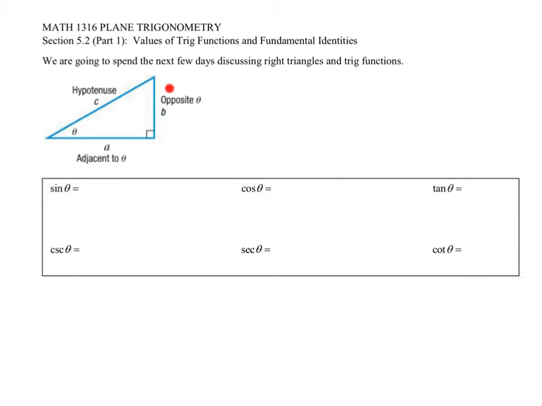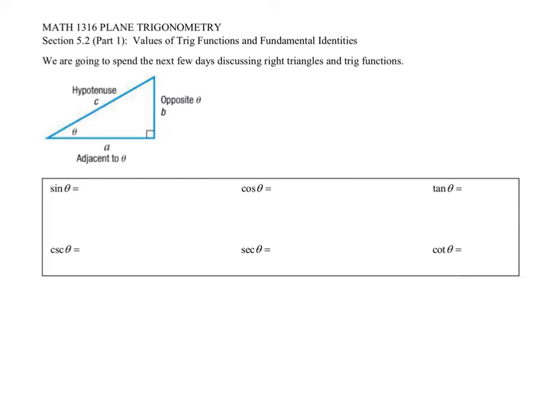And then opposite of angle theta, or across from angle theta, which is right here, is this side B. And once again, this is not always the opposite side. Sometimes the opposite side is down here if the angle theta is up here in the top. Okay, so you have to pay attention to where the angle is, because that'll tell you what your adjacent and your opposite sides are. And then the hypotenuse is always across from the right angle in the right triangle, and in this case I've called the hypotenuse C.